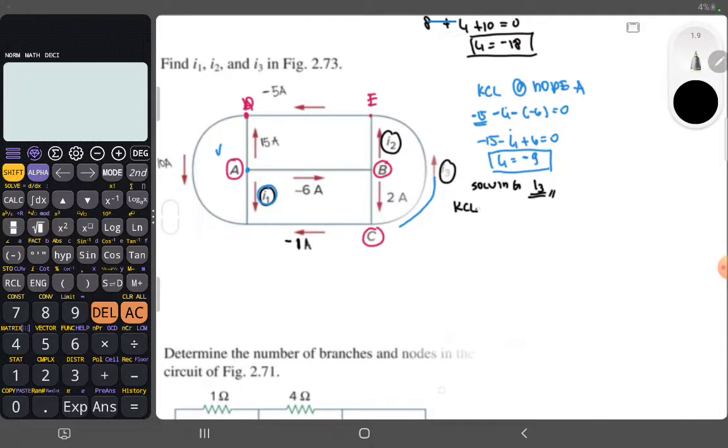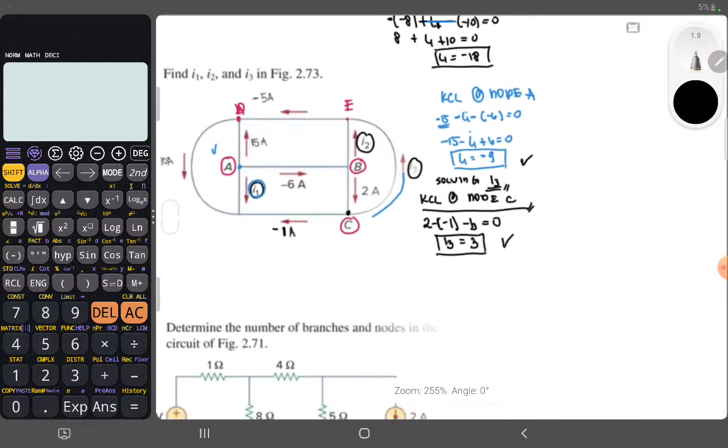So, KCL at node C. Okay? So, pag nag-KCL tayo sa node C, napapansin mo na yung mga currents na nandito sa ating node C is yung ating 2 ampere na papasok, which is positive. And then yung ating 1 ampere na palabas, which is negative, which is equal to negative 1. So, negative multiplied by negative 1. And then yung ating I3, which is palabas, which is equal to 0. So, from here, I will have my I3 is equal to 2 less negative 1 is equal to 3. Tama ba? So, I3 is equal to 3.